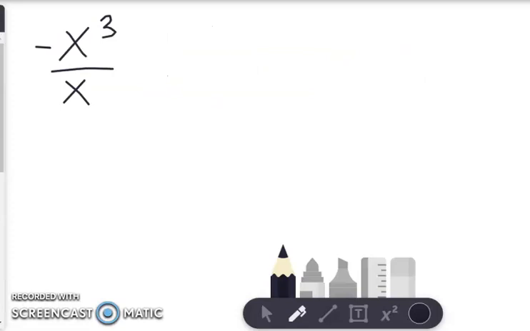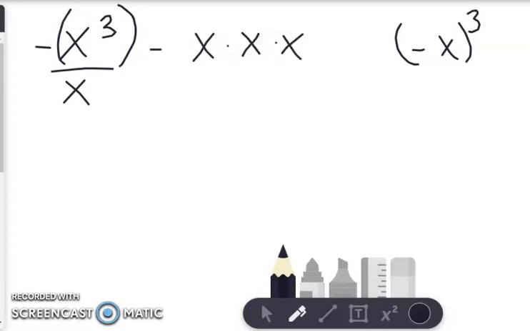Let's say we have something like this. Now the negative is not in parentheses. So if we had something like this, that would mean negative x times negative x times negative x. But this negative is out to the side, so that means we're finding the opposite of all of this. So it's going to be a negative in front, but then it's positive x times positive x times positive x. And on the bottom, we have 1x.